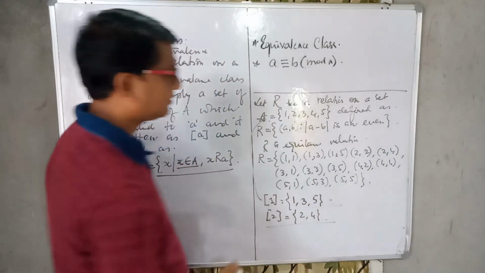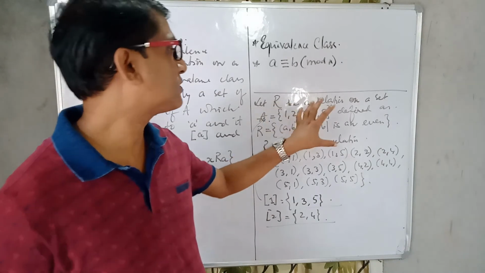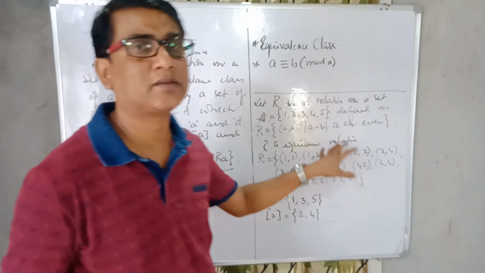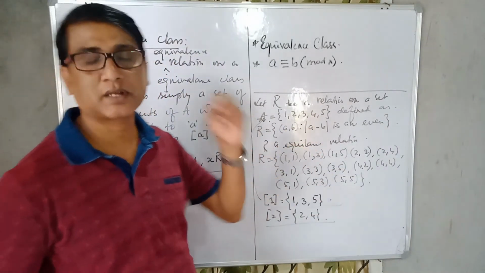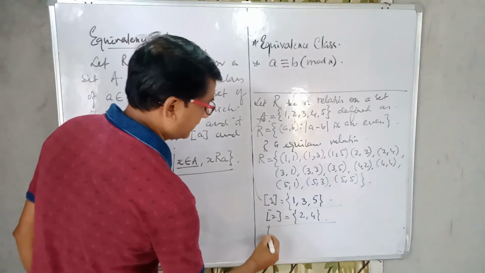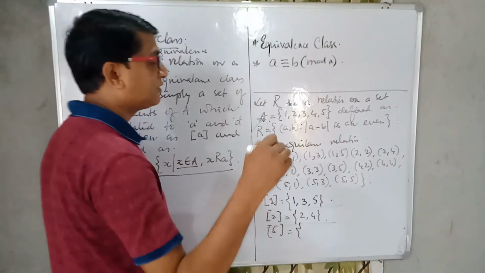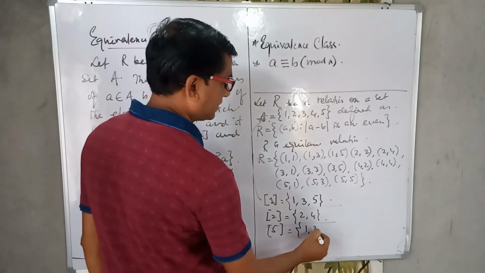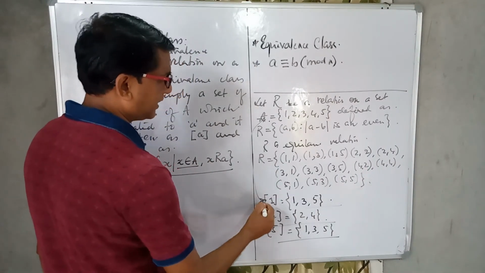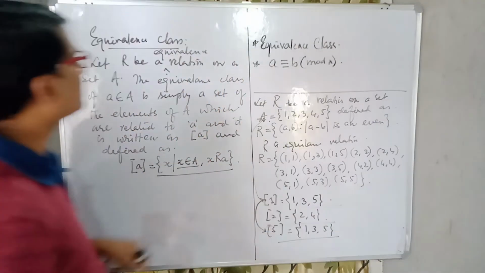These are examples we can take for equivalence class. Sometimes you may be asked to show that this is an equivalence relation, and also to find the equivalence class of element 1 or element 5. What is the equivalence class of 5? 5 is related to which elements? 5 is related to 1, 3 and 5. The equivalence classes of 1 and 5 are the same. Similarly, the equivalence classes of 2 and 4 are the same. So this is the concept of the equivalence class.